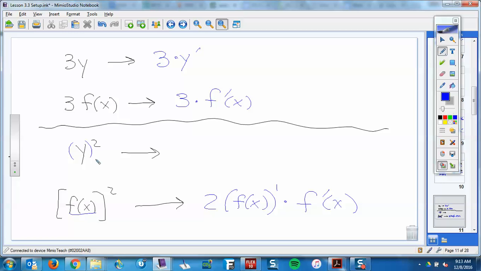The y is a function of x. A y is a function, right? So this is some stuff squared. So we're going to bring down the 2, leave the y alone, times the derivative of the inside, y prime. Now we never do that with x, because we're doing it with respect to x. So you're never going to tack on an x prime, at least right now.